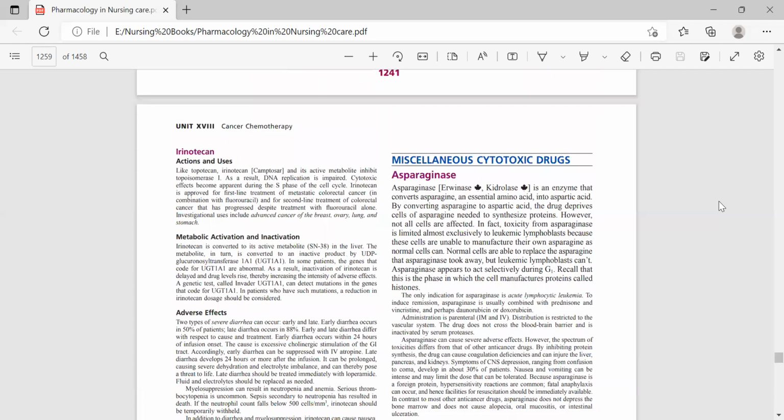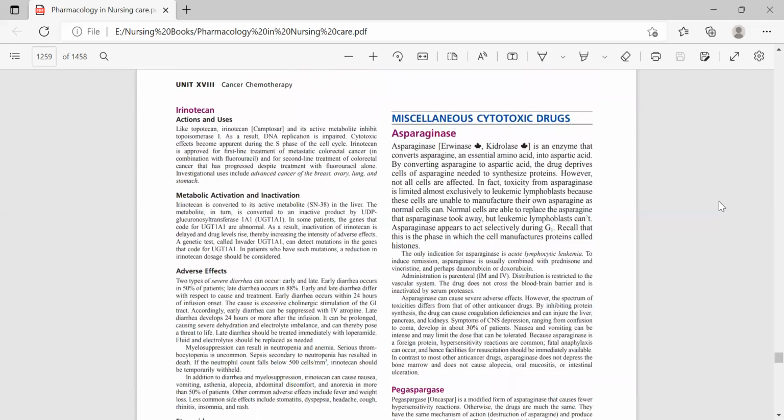Now, among miscellaneous cytotoxic drugs, asparaginase is a drug which basically acts as an enzyme, and it converts asparagine into aspartic acid. By this conversion, the drug deprives cells of asparagine needed to synthesize protein. Not all cells are affected, only certain cells, including leukemic lymphoblasts, are affected by this enzymatic drug asparaginase.